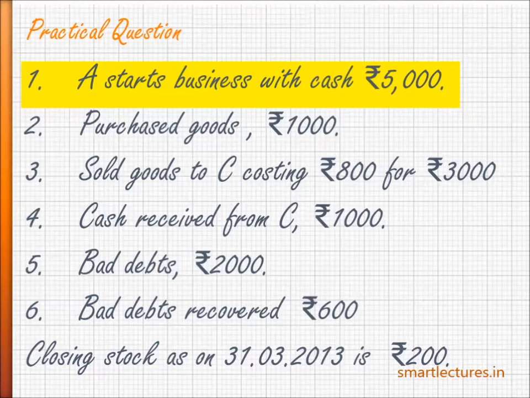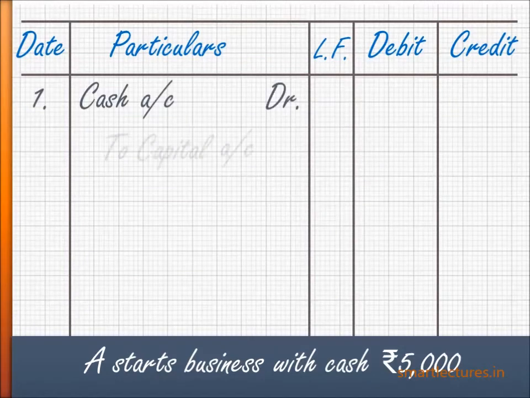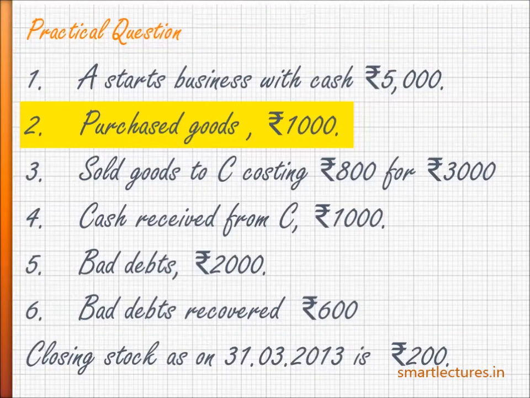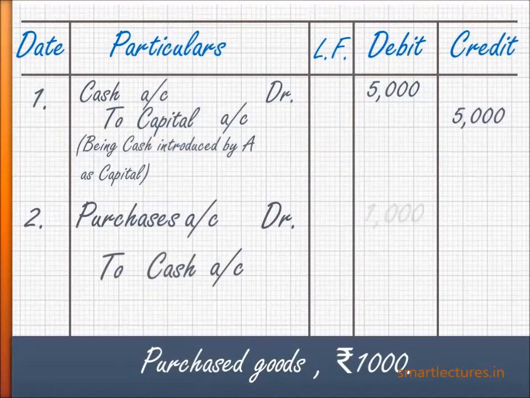Number 1, A starts business with cash rupees 5,000 and the journal entry will be cash account debit to capital account rupees 5,000. Then purchased goods rupees 1,000. It means these are the cash purchases. So the journal entry will be purchases account debit to cash account.